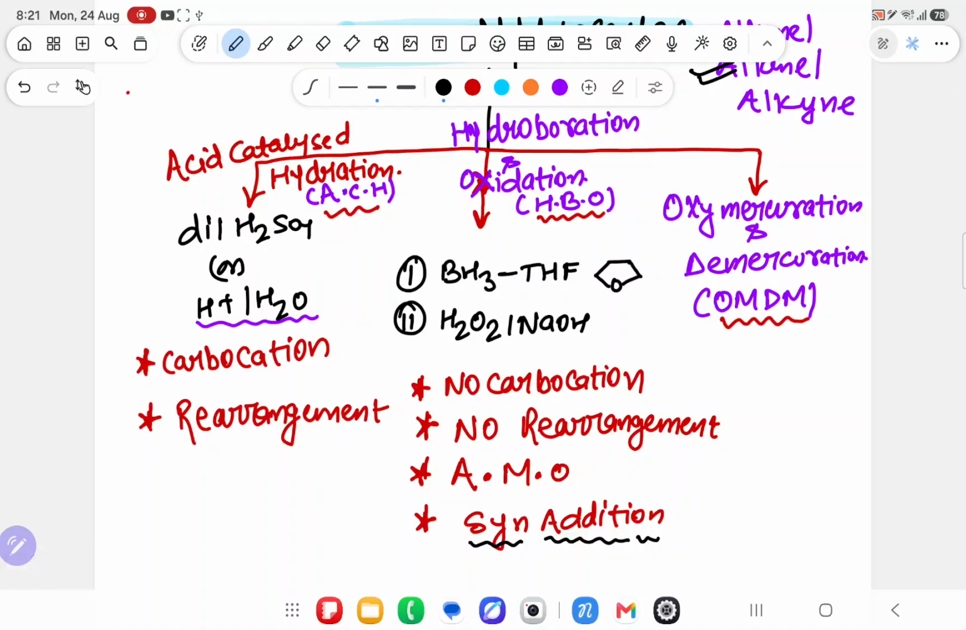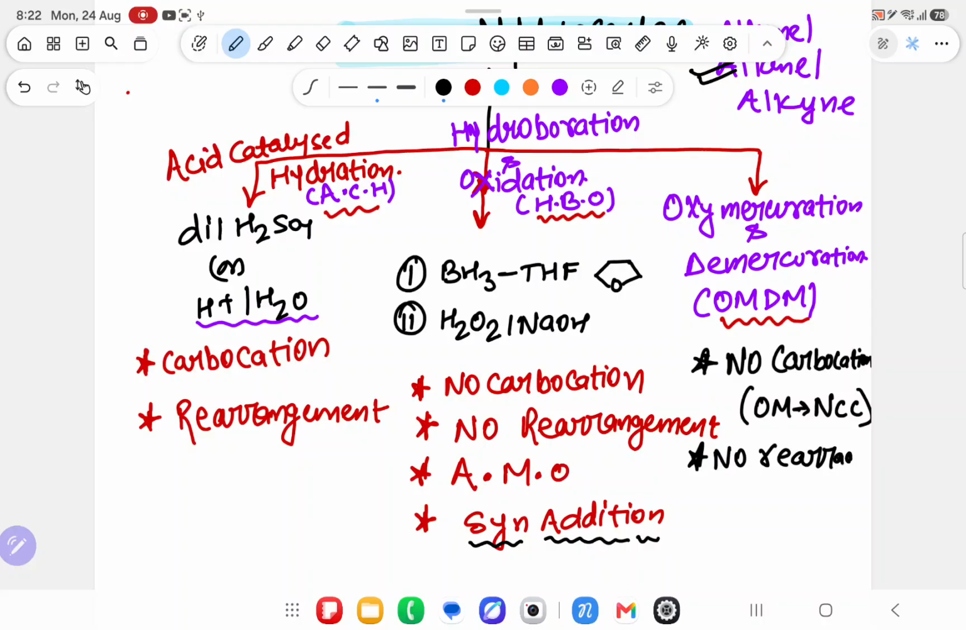Then the last part of the topic is called oxymercuration demercuration. Oxymercuration demercuration also does not form a carbocation. Why? Because oxymercuration will form a non-classical carbocation. In hydrocarbon I have dictated this. No carbocation means no rearrangement, and this will follow Markovnikov's rule. This will follow anti-Markovnikov's. This will form carbocation. Don't get nervous and confused.